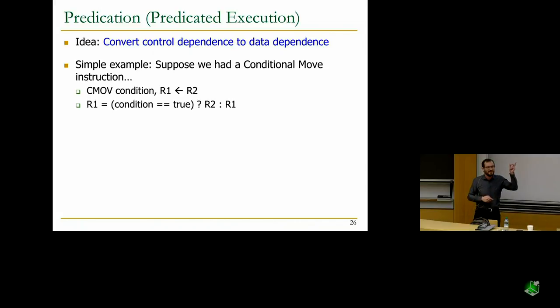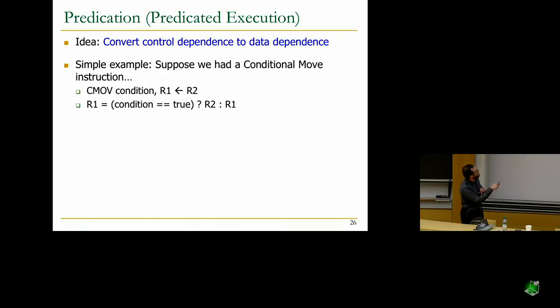Has anybody programmed this way in C or any other language? Basically, you can do this in some languages. If the condition is true, R2 is the one that gets assigned. If the condition is false, that's after the colon, R1 is the one that gets assigned over here. That's how you can implement this.